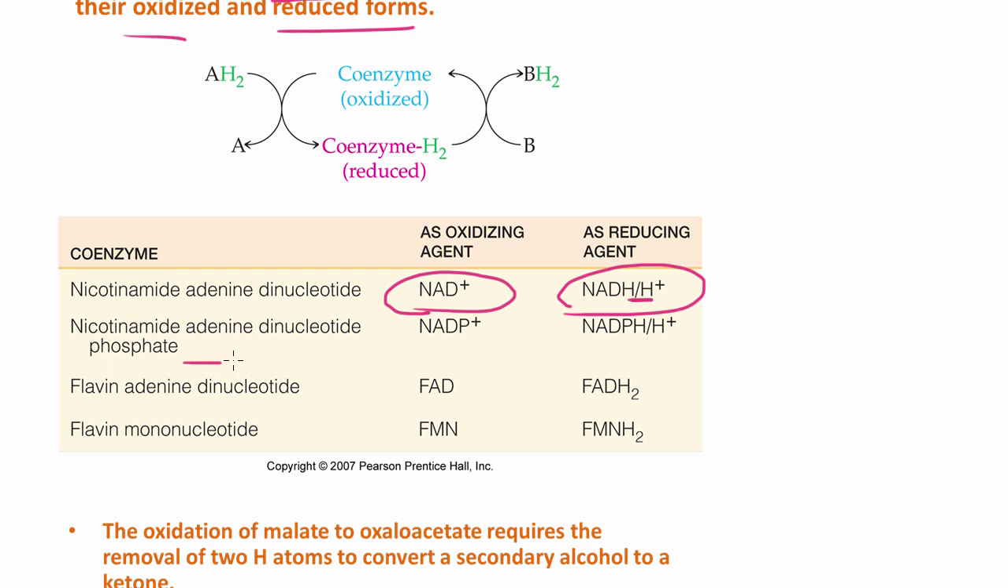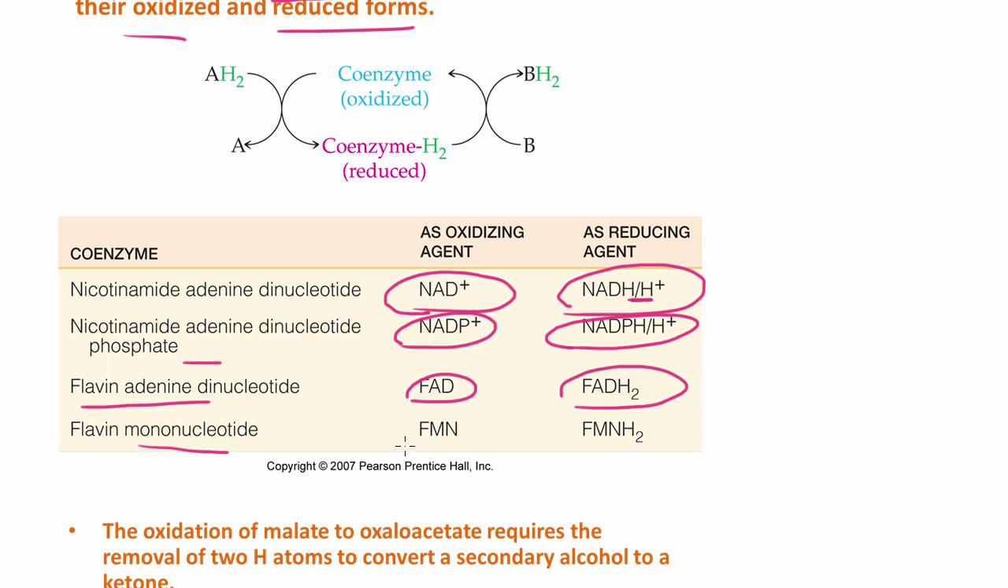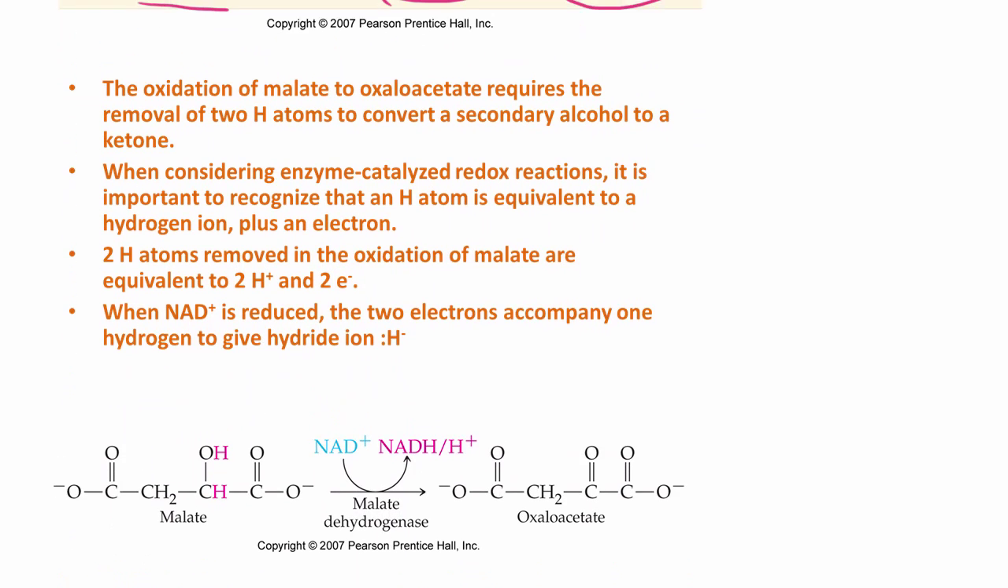Nicotinamide adenine dinucleotide phosphate. This is what it looks like as an oxidizing agent and then as a reducing agent. Flavin adenine dinucleotide. This is it as an oxidizing agent. Notice the hydrogens as a reducing agent. By the way, reducing agents usually do have hydrogens. They provide hydride ions for the reduction reactions. Here we have flavin mononucleotide, FMN. This is the oxidizing agent form, and this is the form as a reducing agent. The reducing agents are usually going to have hydrogens associated with them.